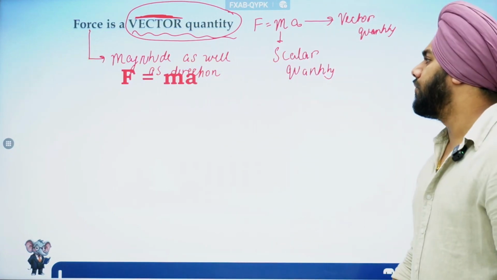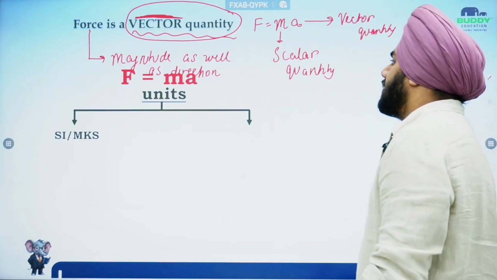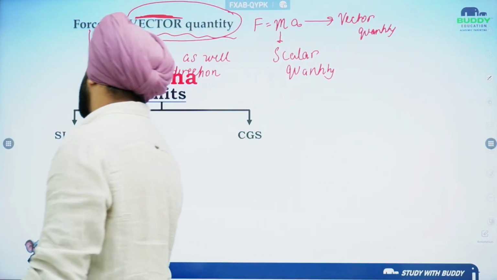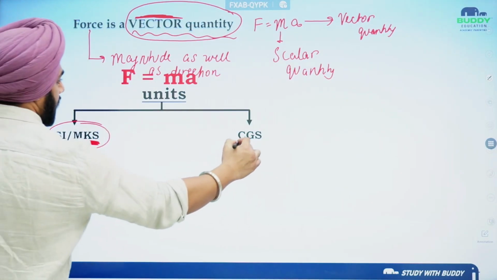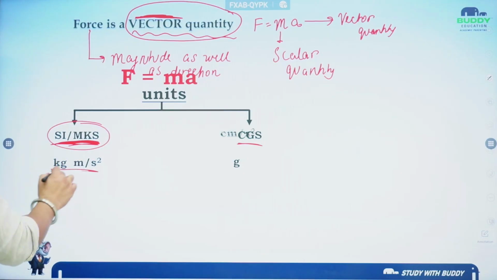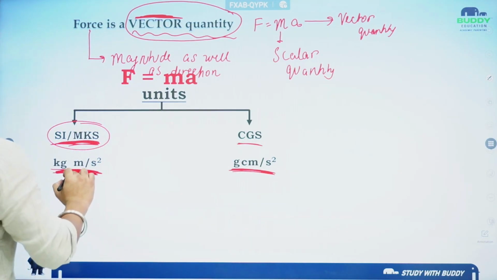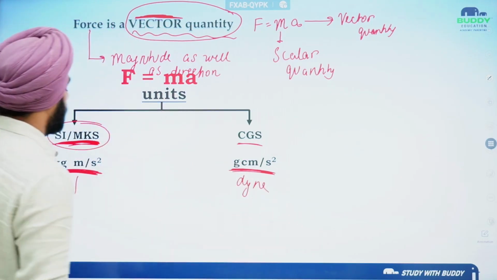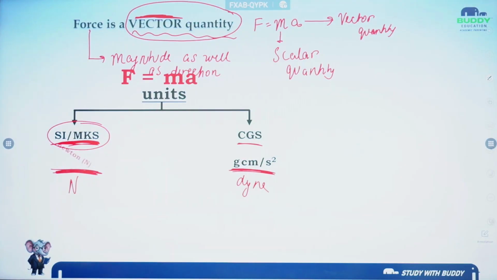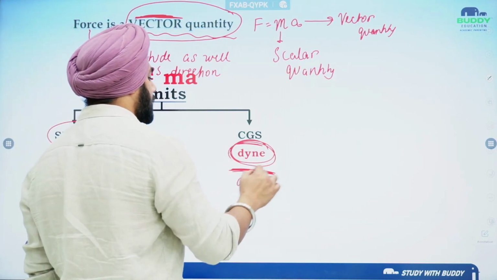So now we have force is equal to ma. This we have already discussed, where m is the mass, a is the acceleration. SI and MKS units are taken the same, and one is the CGS, right? So kilogram meter per second square, and there is gram centimeter per second square. In SI we write Newton, in CGS we write dyne. So Newton is the SI unit, and dyne is the CGS unit.